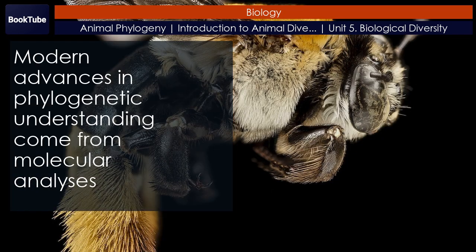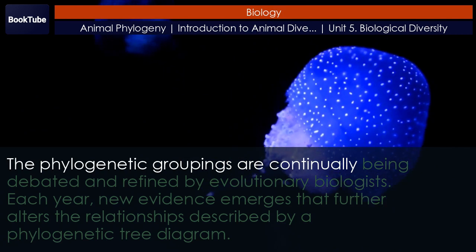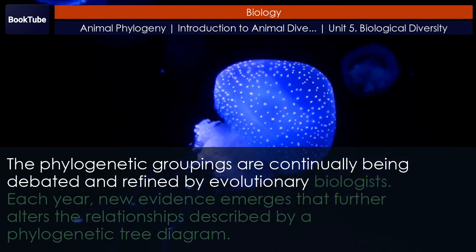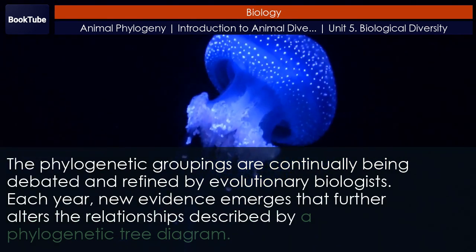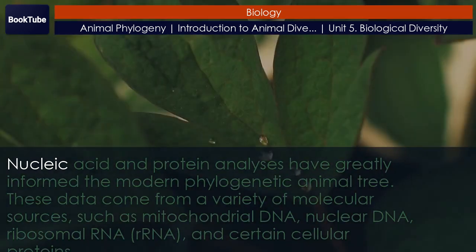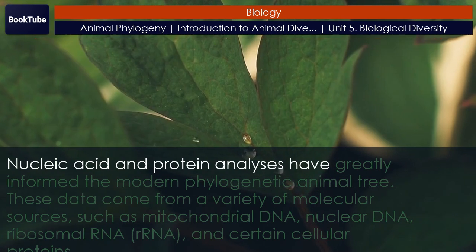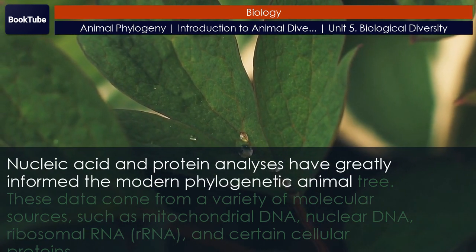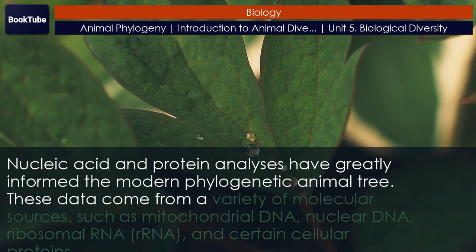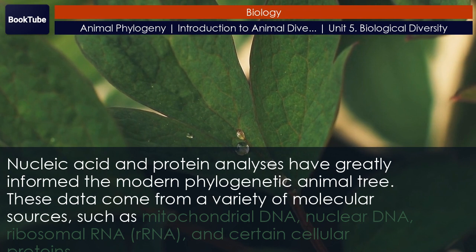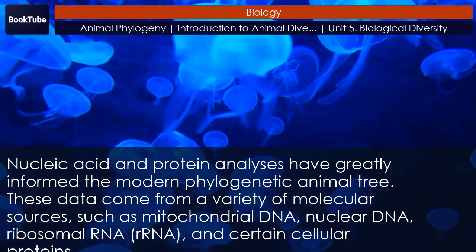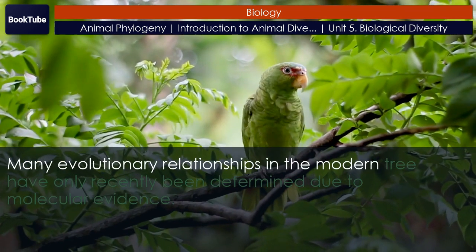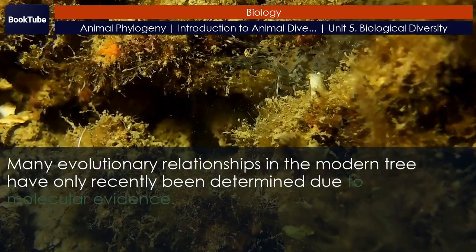Modern advances in phylogenetic understanding come from molecular analyses. The phylogenetic groupings are continually being debated and refined by evolutionary biologists. Each year, new evidence emerges that further alters the relationships described by a phylogenetic tree diagram. Nucleic acid and protein analyses have greatly informed the modern phylogenetic animal tree. These data come from a variety of molecular sources, such as mitochondrial DNA, nuclear DNA, ribosomal RNA, rRNA, and certain cellular proteins. Many evolutionary relationships in the modern tree have only recently been determined due to molecular evidence.